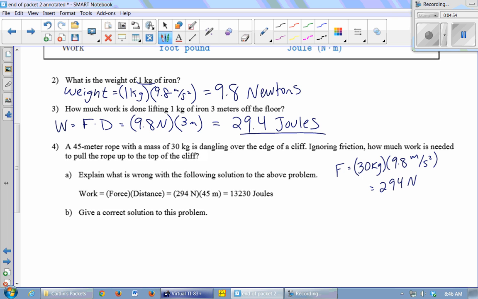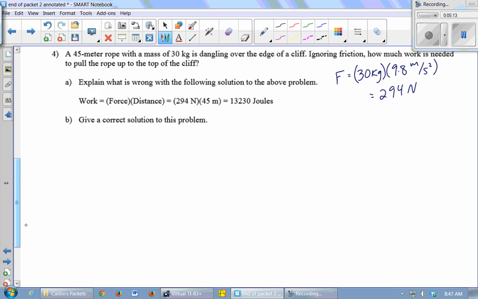What is wrong with that solution? Right. Each piece of the rope has to move a different distance. Yeah. Once I pull part of the rope up, I don't have to pull it anymore. I have less work to do. So what's wrong with this solution is that each point on the rope moves a different distance.